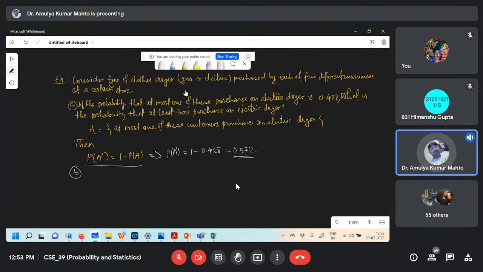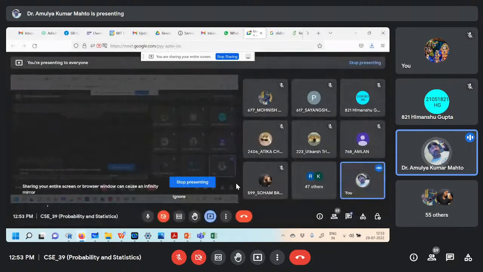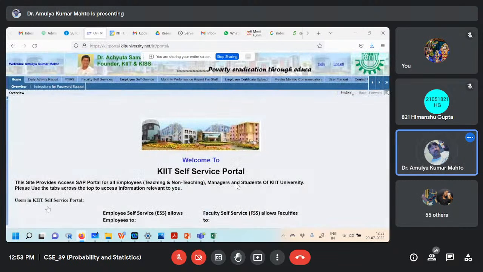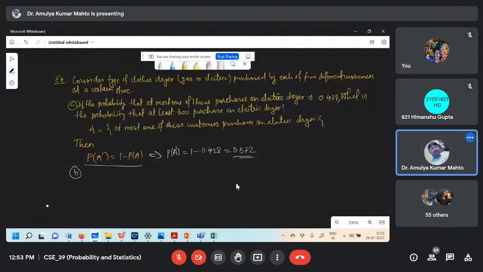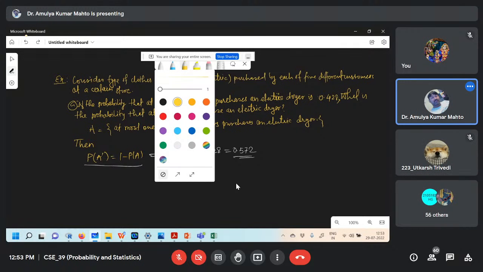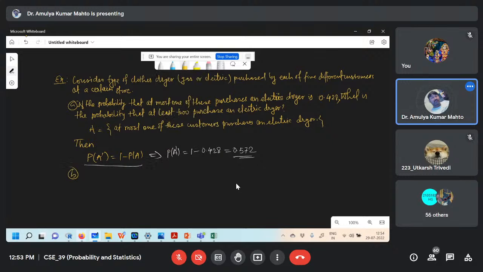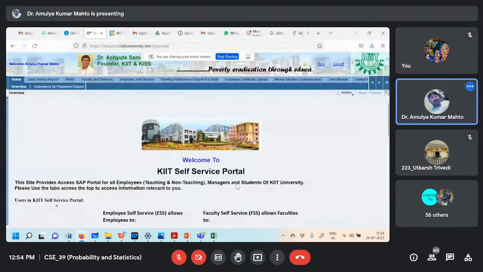One more question is there with this, and let me check how many students are present. Only 59. So let me take attendance. I am leaving the other half of that question because I have 5-7 minutes. If you have any question, let me know first. Any question in this part? No, sir. Okay. So let me take attendance.